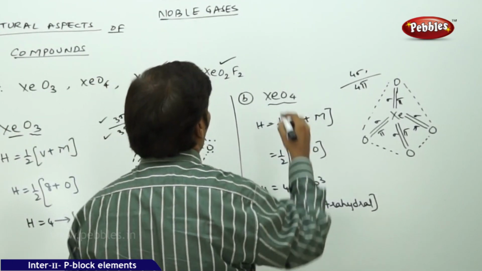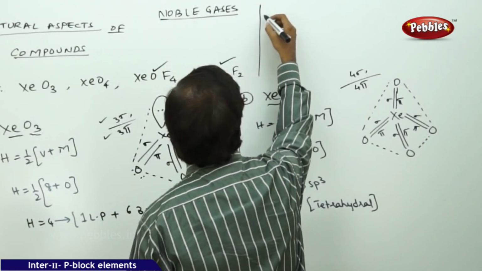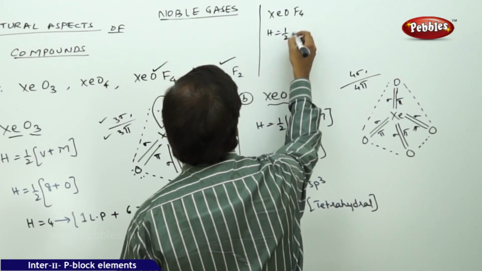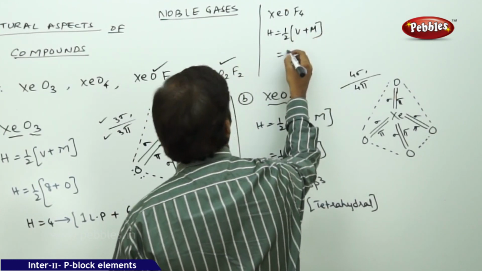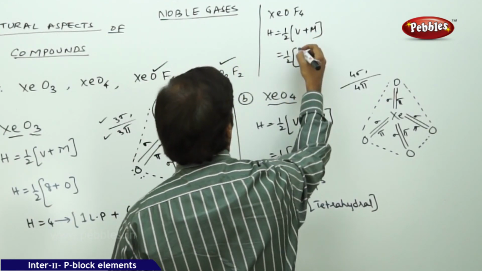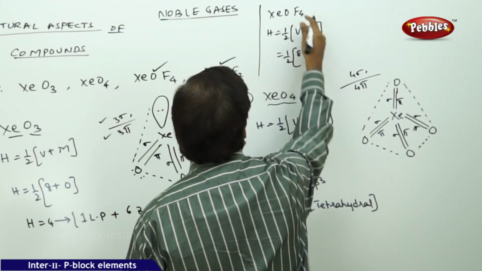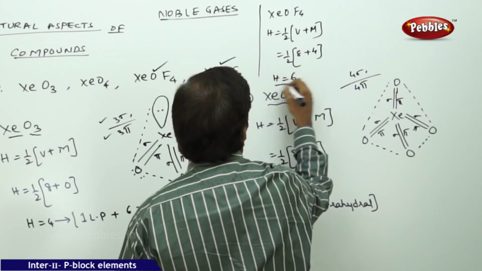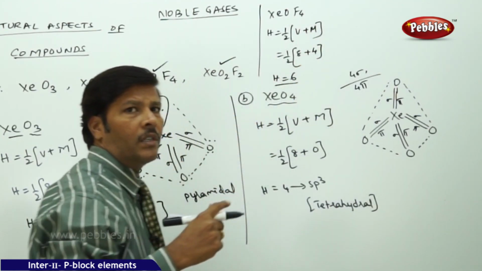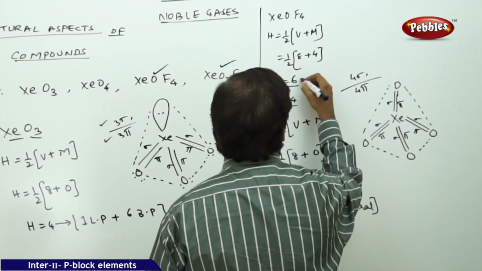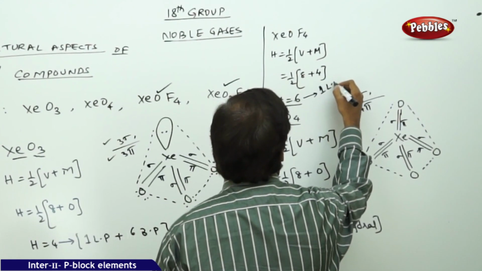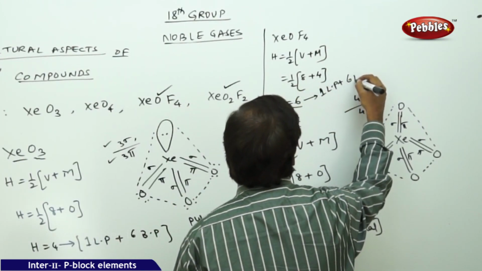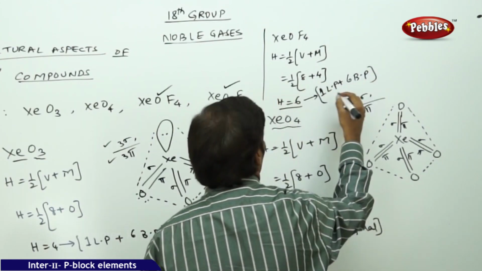So if you go for XeOF4, then H is equal to half of V plus M. H is equal to half of the number of valence electrons, 8, and the number of monovalent atoms, 4, but oxygen is bivalent, so I am taking only 4, so H is equal to 6. We are getting 6, which means one adjacent atom is missing, so we can say that this is square pyramidal. It has one lone pair and 6 bond pair electrons.